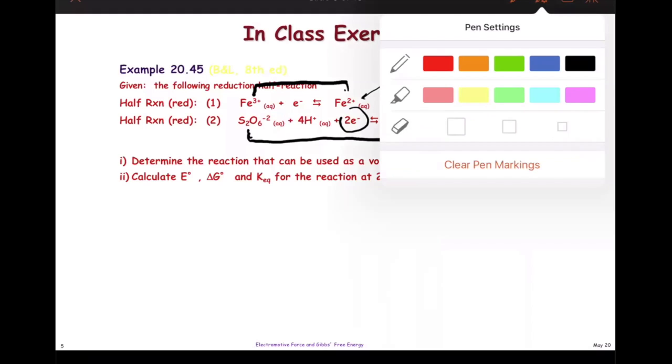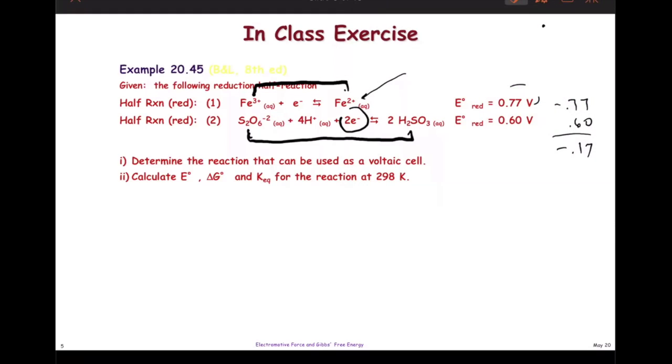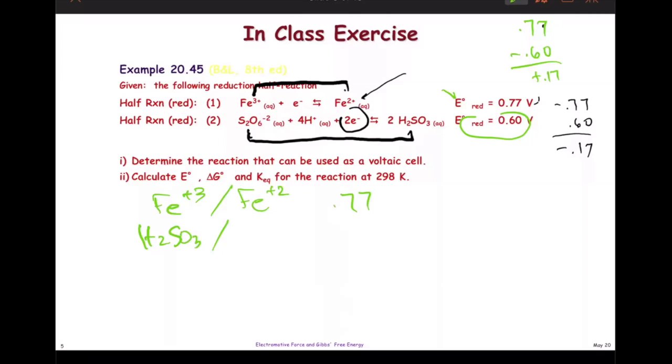And the other scenario is not so much flipping this guy over, but flipping this guy over. So I'm going to keep this as my reduction, but I'm going to make my S2O6 my oxidation. And by doing that, I change the sign. This becomes positive 0.17, and that's going to be my two half reactions. My two half reactions: my iron undergoing reduction, that's 0.77, and my H2SO3 undergoing oxidation.